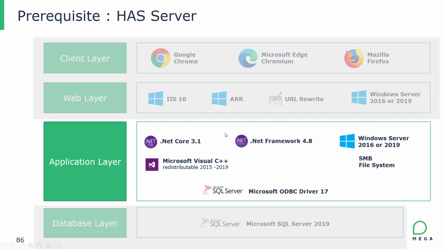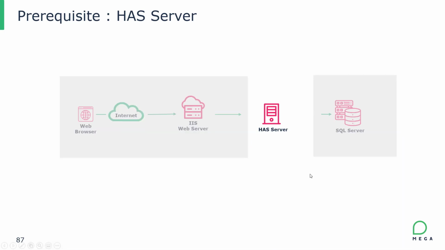In this video, we are going to cover the application layer prerequisites with the .NET Core, .NET Framework, and Microsoft C++ prerequisites, as well as the SQL Server connector for the database, and setting up the SMB file system options. For the other prerequisites, please watch the appropriate videos. Remember, those prerequisites need to be installed on what behaves as the HAS server. Depending on your pattern of infrastructure, it may need to be installed on one or several servers.